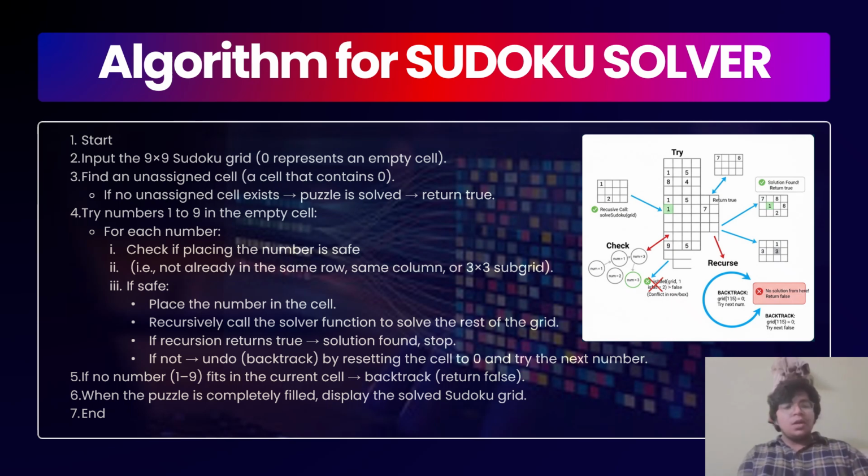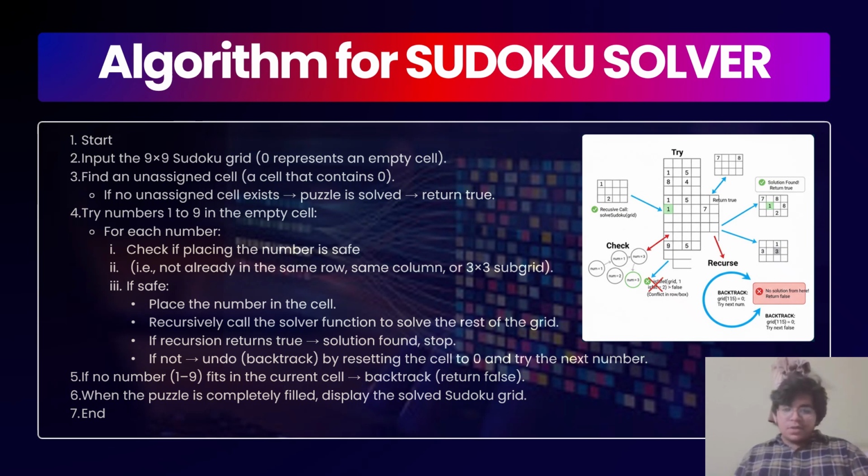Try numbers from 1 to 9 in the empty cell. For each number, check if placing the number is safe. That is, place the number in the cell. Recursively call the solver function, and if stuck, undo the placement and try the next number. If all fail, print the solution at the end.